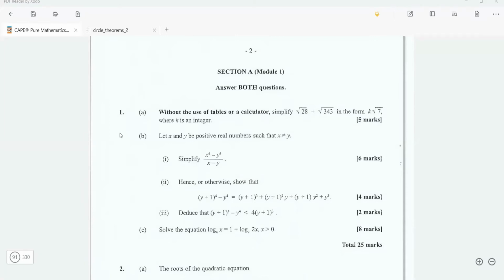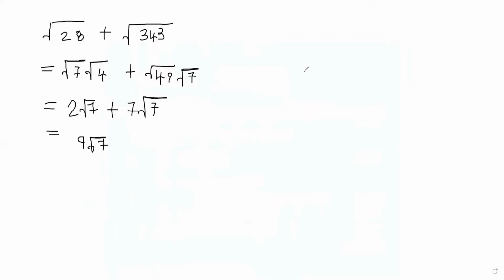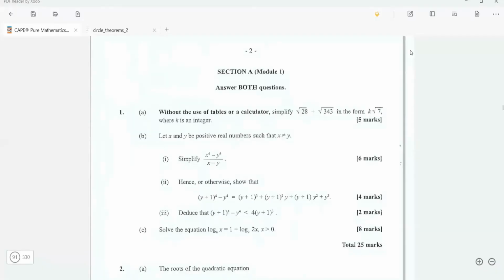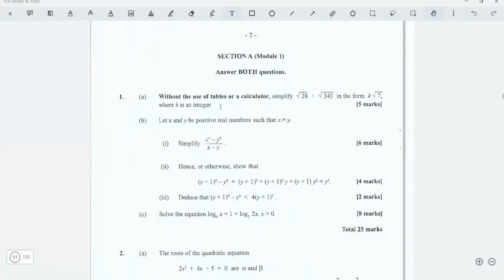So we end up with 9 root 7. So we can actually tell them right here that k equals 9. Because k is an integer, you can tell them we worked it out and k ends up equal to 9.